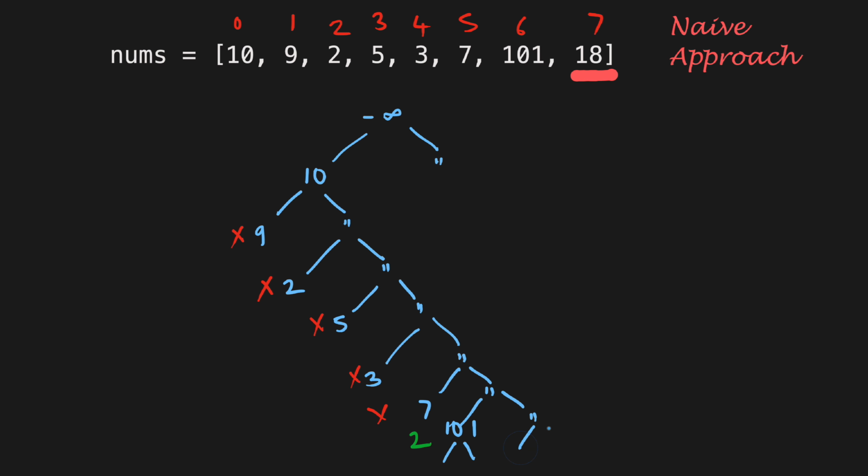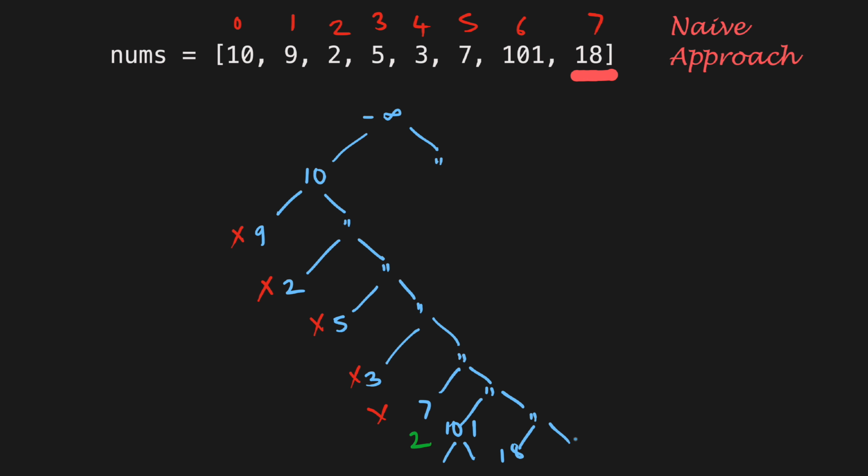Now again we include 18 or skip it. If we include it, it will again result in an increasing sequence of length 2, and then we backtrack because now we are at the end of the array. Similarly, if we skip it, we again come to the end of the array and backtrack.